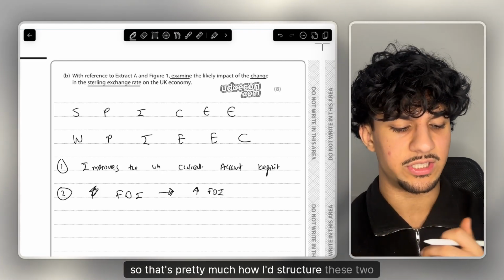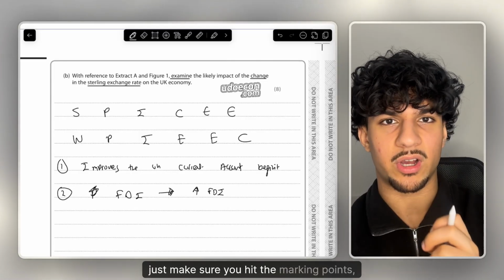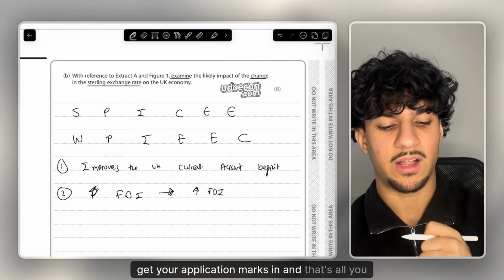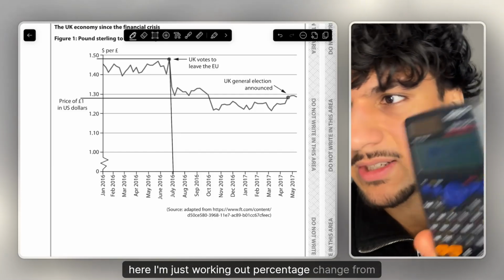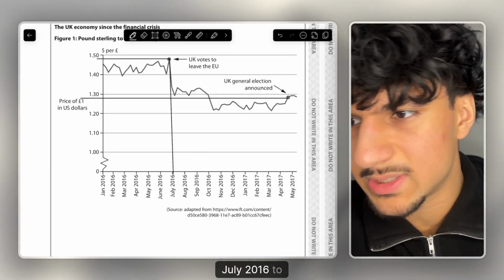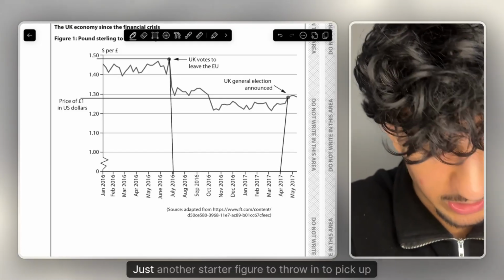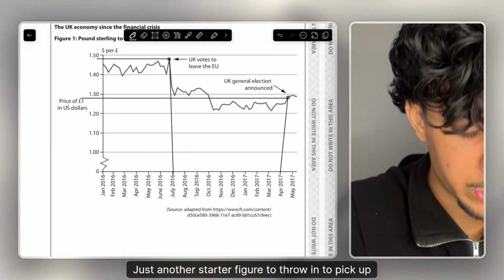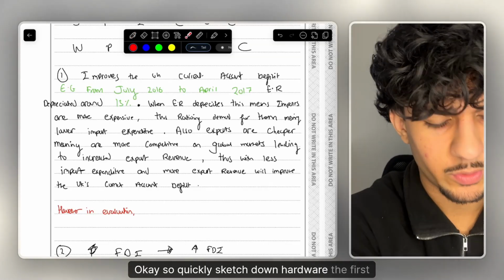So that's pretty much how I'd structure these 2 paragraphs here. You don't need 2 paragraphs here, but remember, be brief, just make sure you hit the marking points, get your application marks in, and that's all you need for that 8-mark question. And remember to pick up those application marks here. I'm just working out a percentage change from July 2016 to, I believe it's April 2017. I'm just working out another starter figure to throw in to pick up those 2 application marks you have for this 8-mark question. Okay, so quickly sketch down how to write that first point.